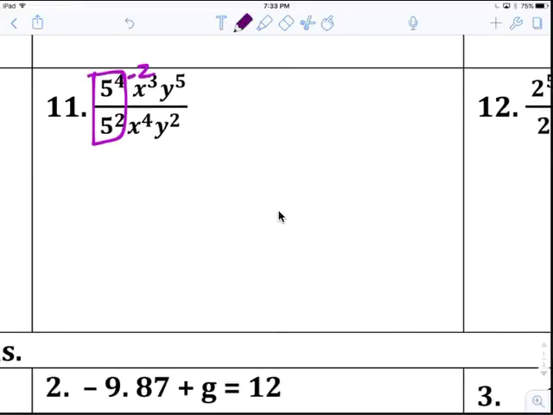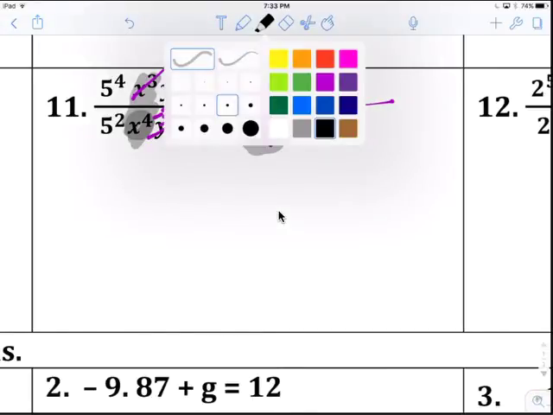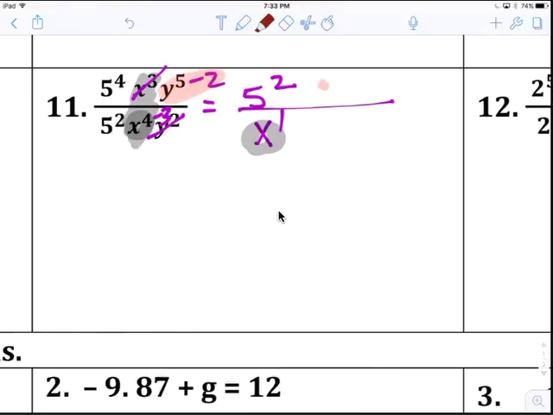Minus 2, it's in the numerator, so this answer is in the numerator. 5 squared. Okay, that's that one. Let me erase. Then let's look at the x. The smaller one is this one here, minus 3. The answer is at the bottom, so we leave it at the bottom here. x to the first. Cancel that, minus 2. The answer is in the numerator, so we put it on the numerator here. y to the third. So my answer is 5 to the second, y to the third, over x.